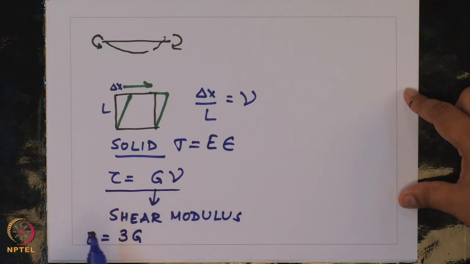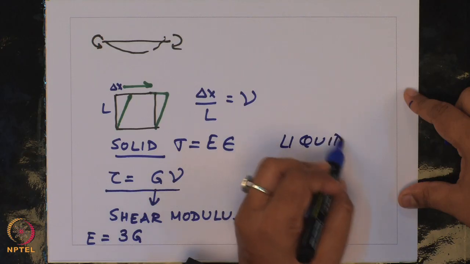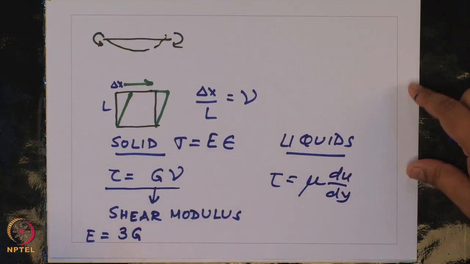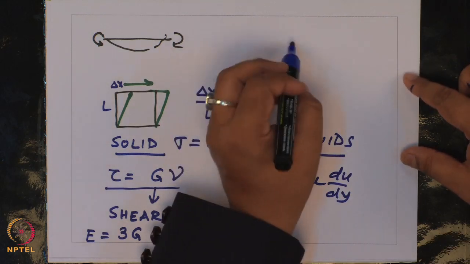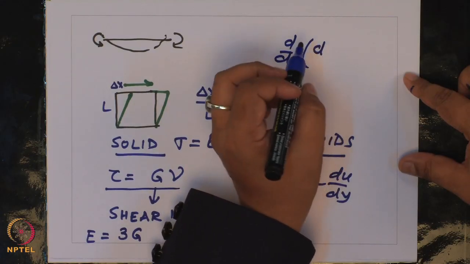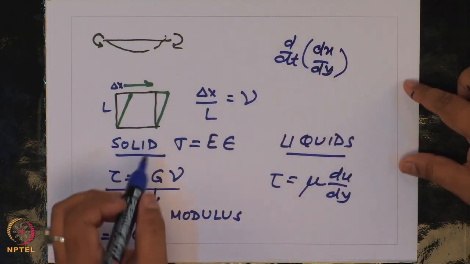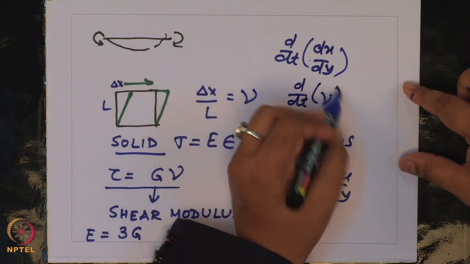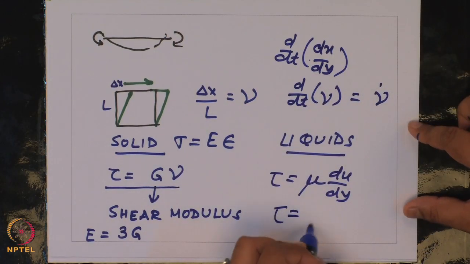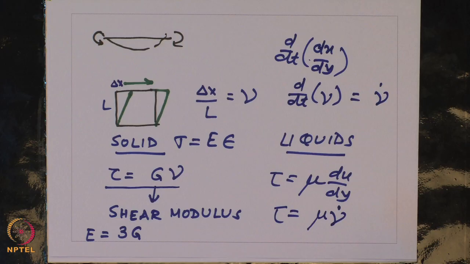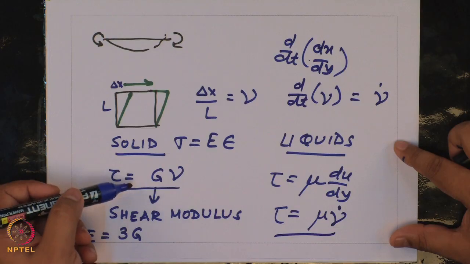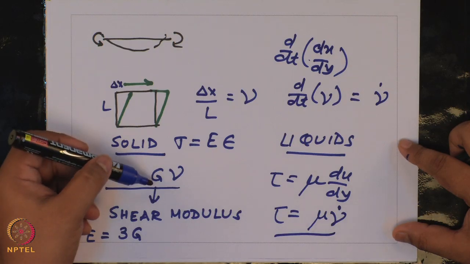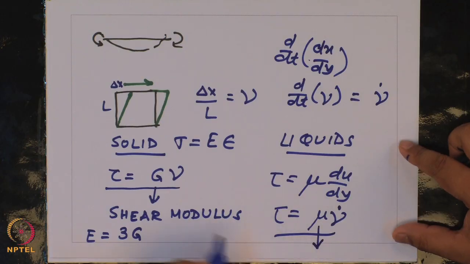So, tau is equal to G gamma for solids, and for liquids you have Newton's law of viscosity, which is tau is equal to mu into du dy. And what is du dy? It is nothing but d/dt of dx by dy. And dx by dy is nothing but the definition of shear, which is gamma. So this is d/dt of gamma, which is equal to gamma dot. So this equation is the same as writing tau is equal to mu gamma dot. The main difference is, in a solid tau is proportional to shear, while for a liquid tau is proportional to shear rate. The constant of proportionality here is the shear modulus, and here mu is viscosity.